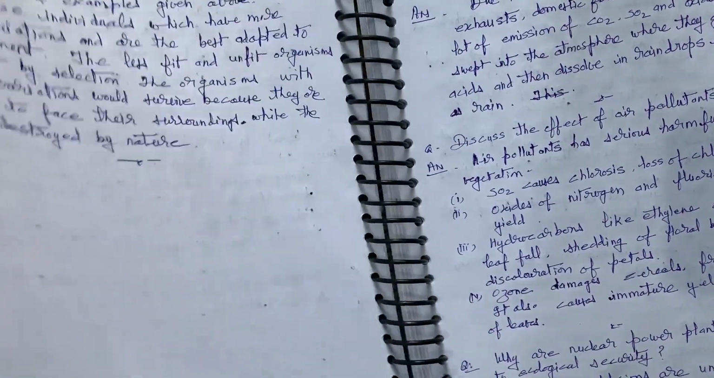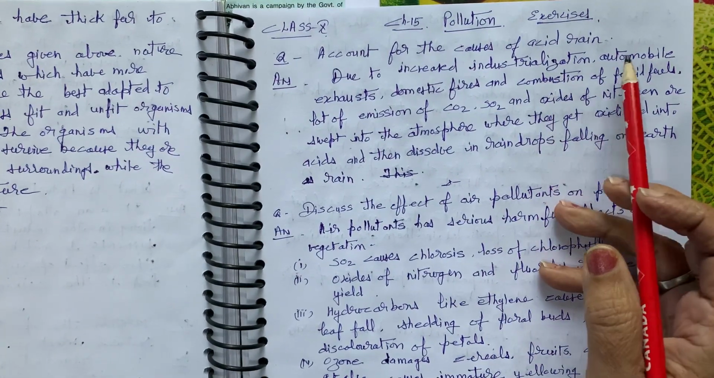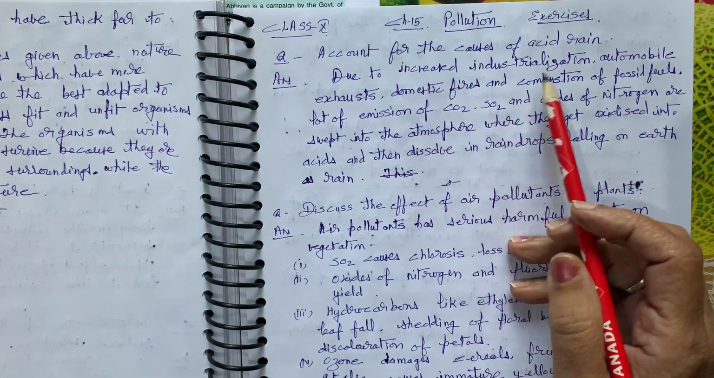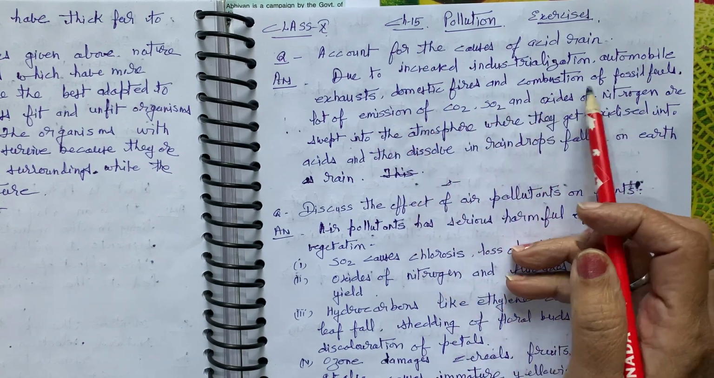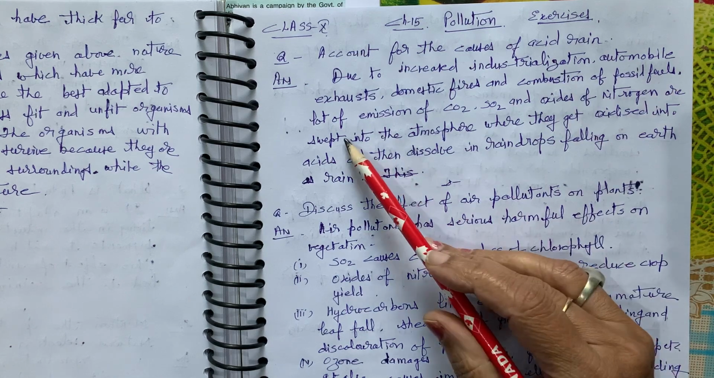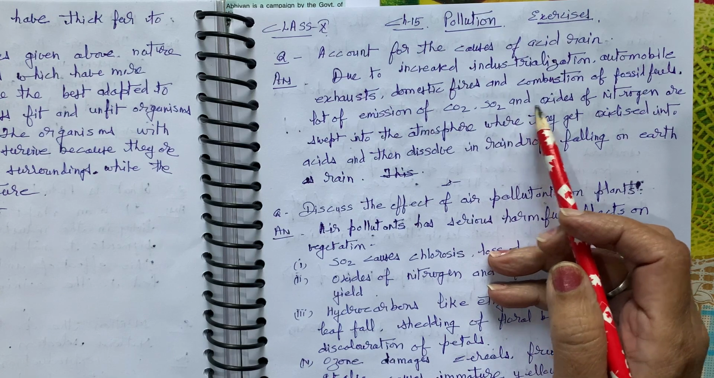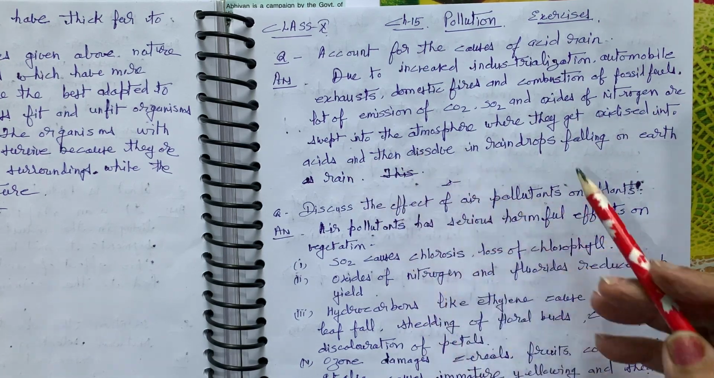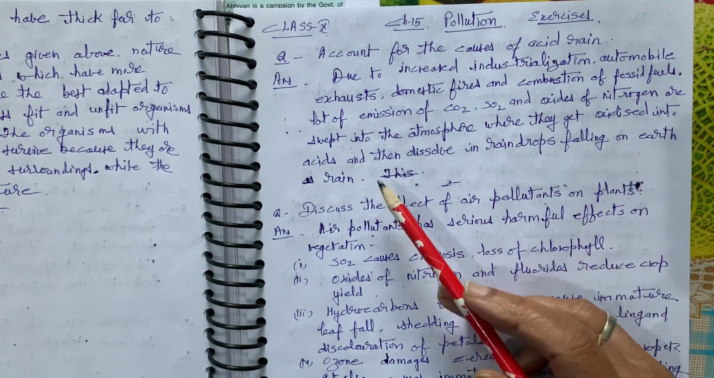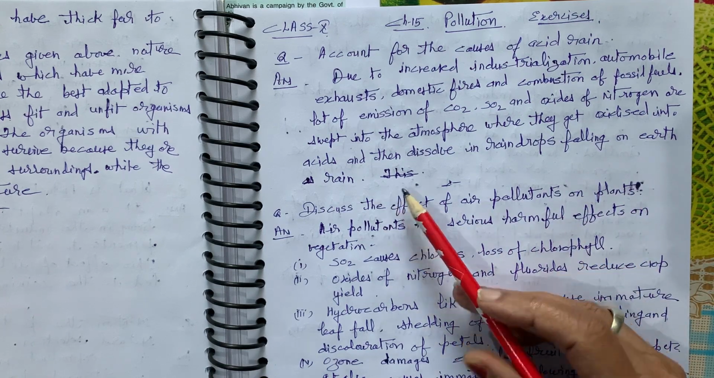Account for the causes of acid rain. Due to increased industrialization, automobile exhaust, domestic fires, and combustion of fossil fuels, a lot of CO2, carbon dioxide, sulfur dioxide, and oxides of nitrogen are emitted and swept into the atmosphere, where they get oxidized into acids and then dissolve in raindrops falling on earth as acid rain.